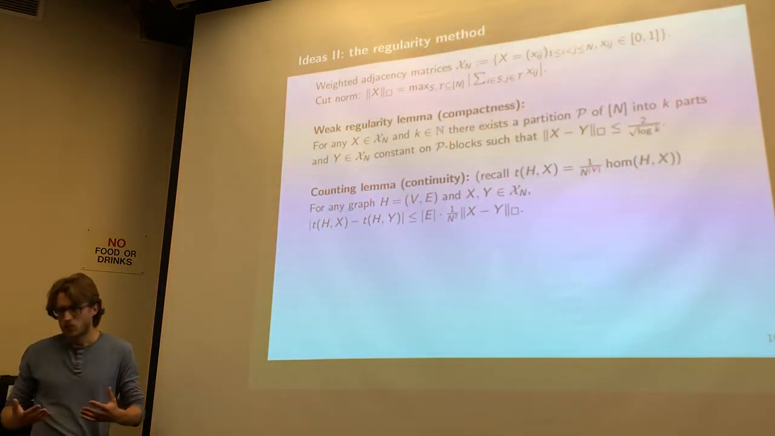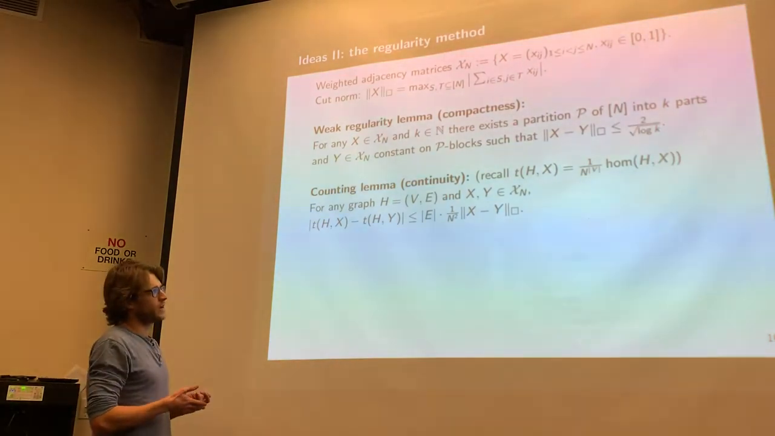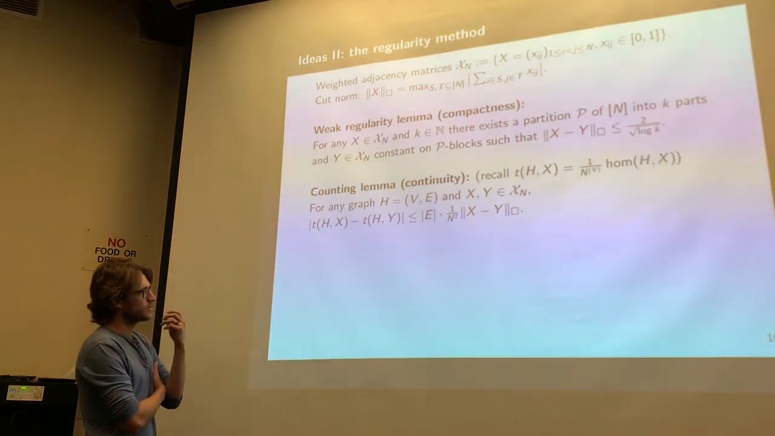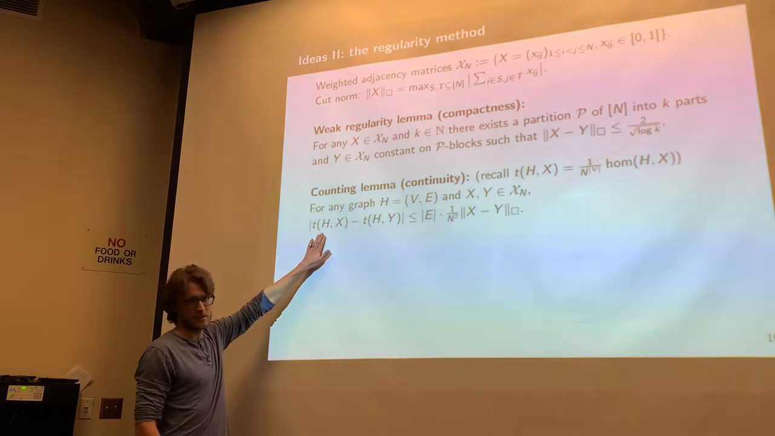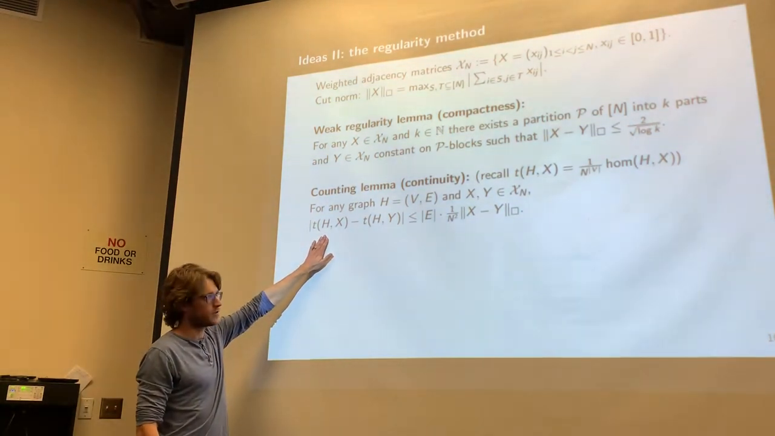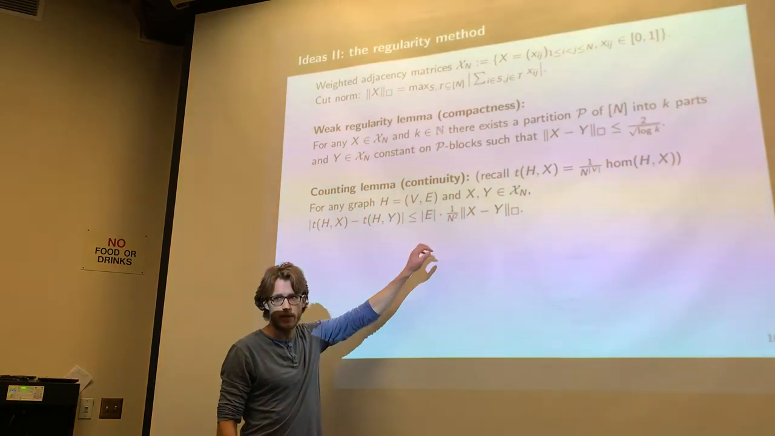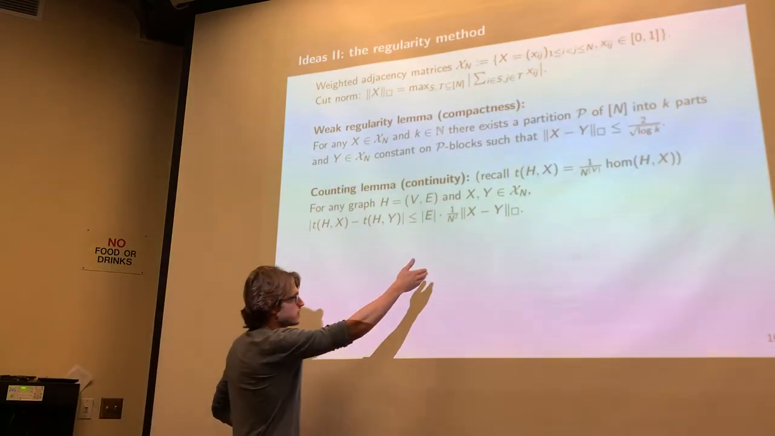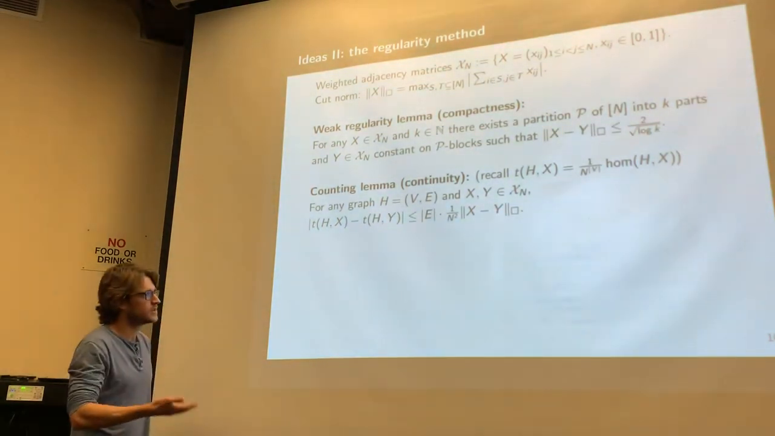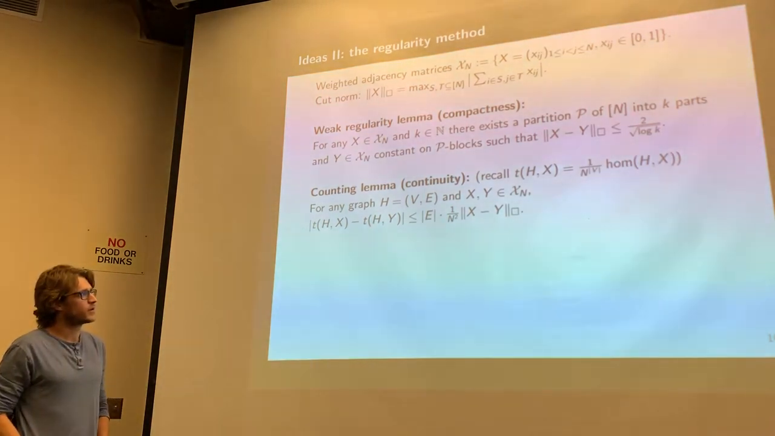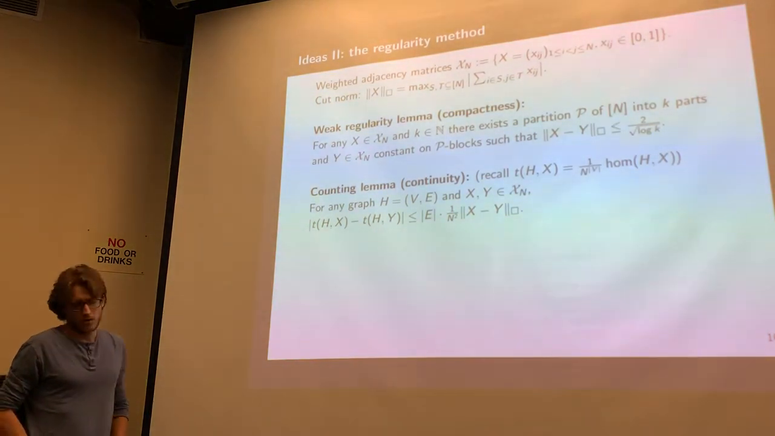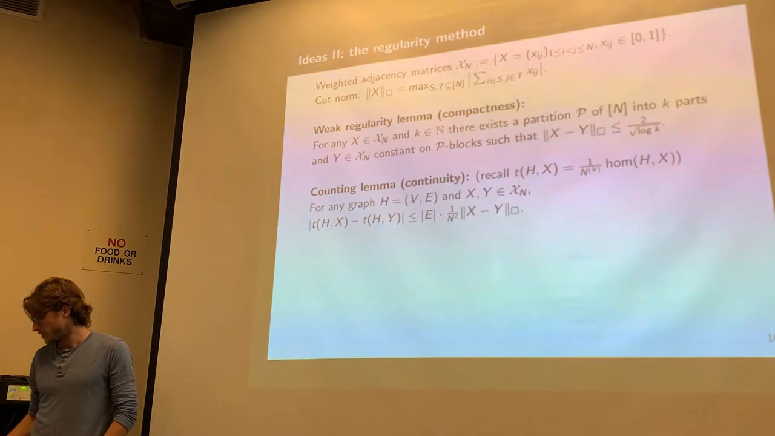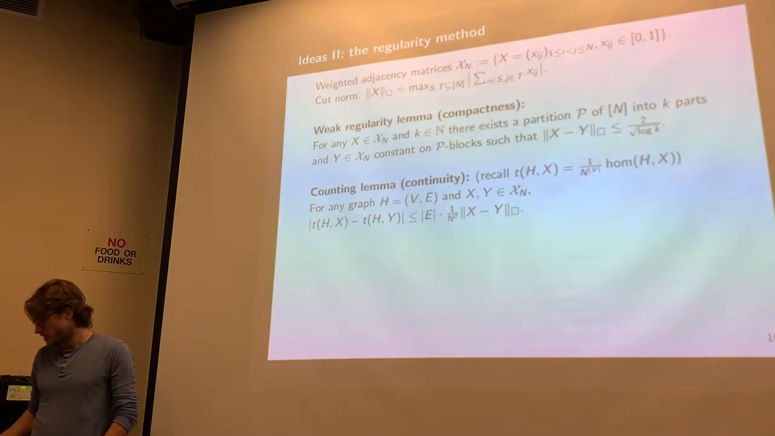Okay, so that's the first core fact from the regularity method. But the other core fact is the counting lemma, which says that these homomorphism counting functions are continuous. So you actually get a Lipschitz constant here. And then if we're doing graphons, you can use this cut metric to get a topology on the space of graphons, but I won't go into this. In the setting of graphons, this regularity lemma is related to the compactness of graphon space, and the counting lemma says that these functions are continuous.